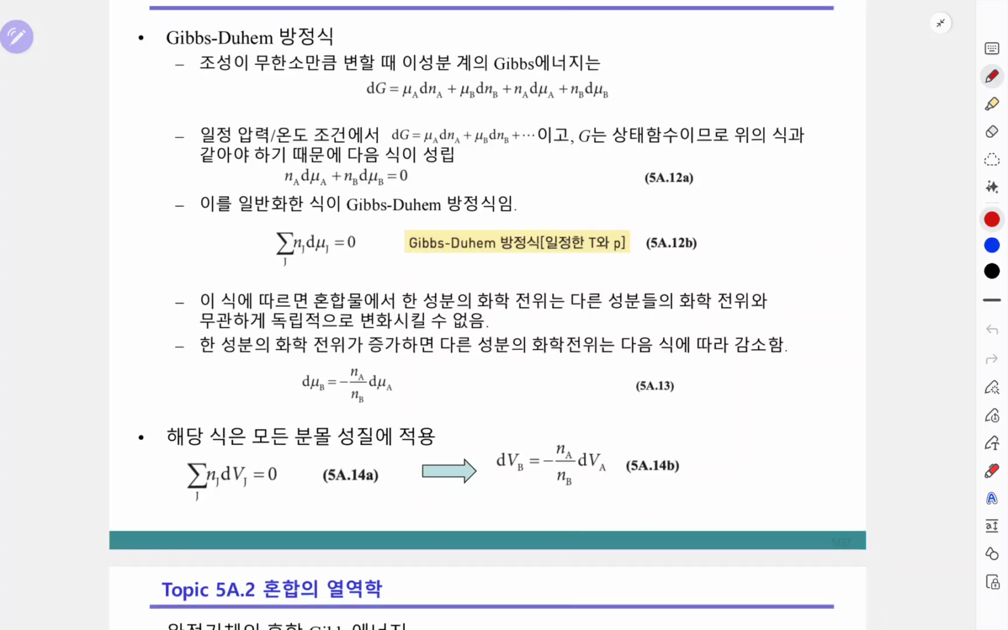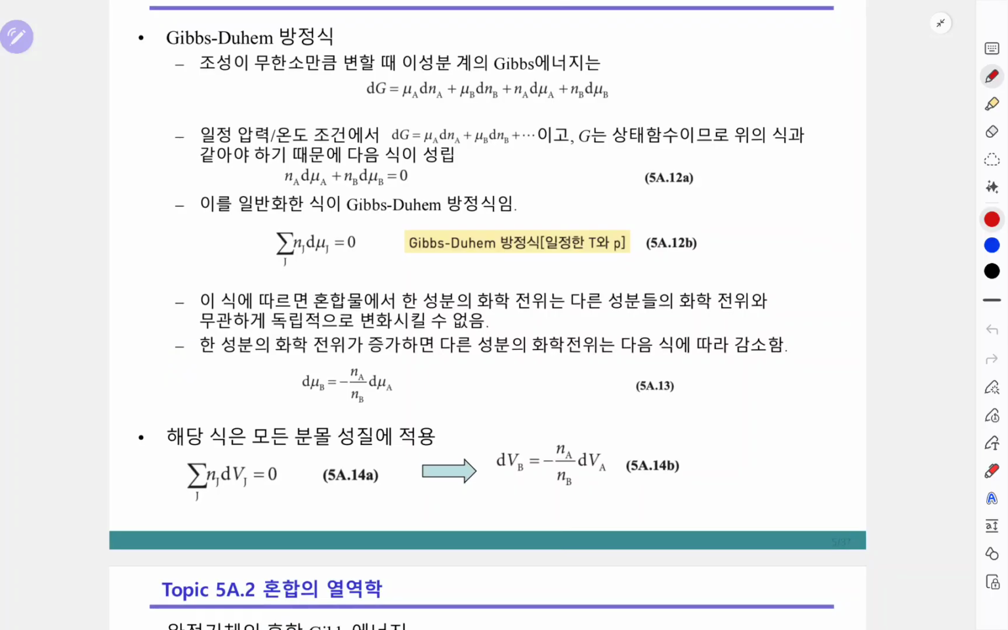그래서 이것을 일반화한 것이 기브스-두헴 방정식이라고 부르는 것이고, J 컴포넌트에 대해 N과 케미컬 포텐셜을 다 곱한 값의 합은 반드시 0이어야 됩니다. 이게 이제 구현 방정식이고요. 이 식이 나타내는 바는 혼합물에서 한 성분의 화학 포텐셜은 다른 성분들의 화학 포텐셜과 무관하게 독립적으로 변화시킬 수 없다는 건데, 결국 화학 포텐셜들이 모두 디펜던트하게 변한다는 뜻입니다. 하나를 바꾸게 되면 다른 하나도 반드시 변화해야 되는 그런 피직스가 여기 있는 거고요.